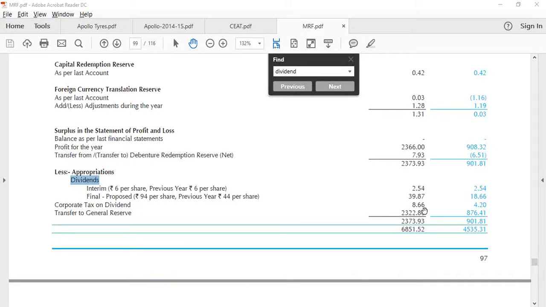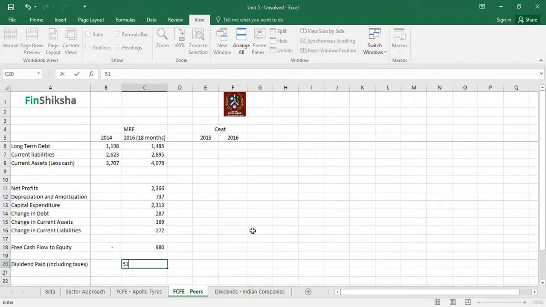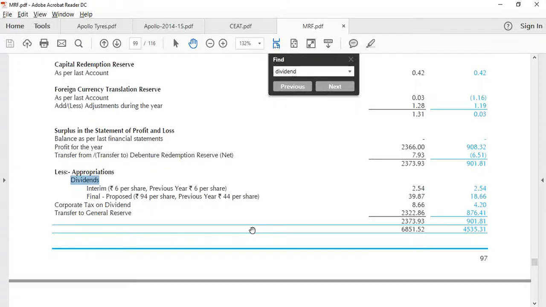And if you look at the tax on dividend, you put all these three together, that's 2.5, 40, and 8.5. So 11 plus 40 is what's going to come. That's about 51, right? That's not a big amount as compared to what kind of free cash flow to equity they are generating. This is in crores, remember. So in terms of the dividend that they are paying, this is a small amount as compared to what we have seen in terms of the FCFE that they have.